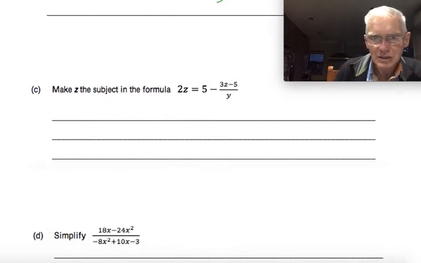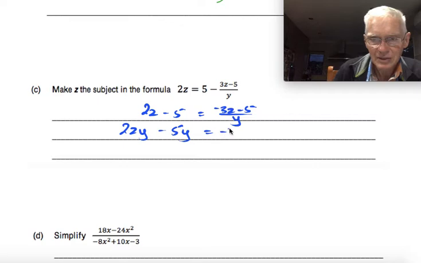Make z the subject. Now I've got z in 2 places. So that's a little bit of a problem, so I can't do it very simply, so I have to get rid of this y first. Actually, yeah, I'll put the 5 to the other side just to make it easier so we don't make mistakes, because that 5 needs to be multiplied by the y as well. So we go 2z minus 5 equals negative 3z minus 5 over y. Now multiply y to the other side, so you get 2zy minus 5y equals negative 3z minus 5.